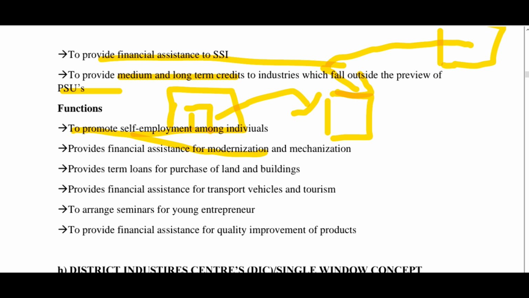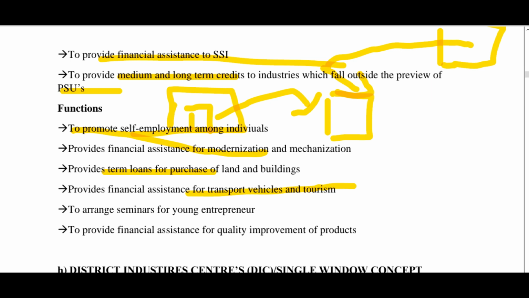Suppose an entrepreneur wants to set up a manufacturing unit. KSFC also provides consultancy for establishing that manufacturing unit. They provide term loans, which can be for 1 year or 10 years, for buildings and so on. In short, they provide home loans and financial assistance for transport vehicles and tourism. Not only home loans, they also provide tourist loans.